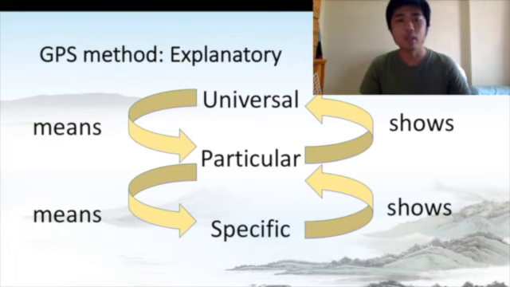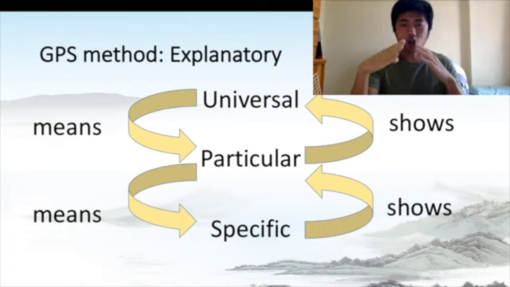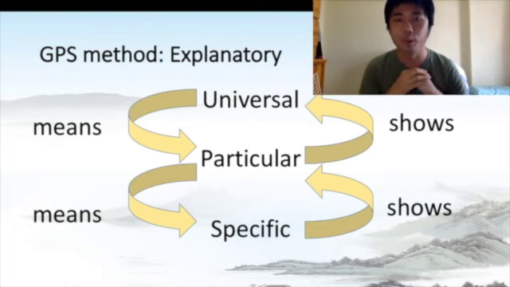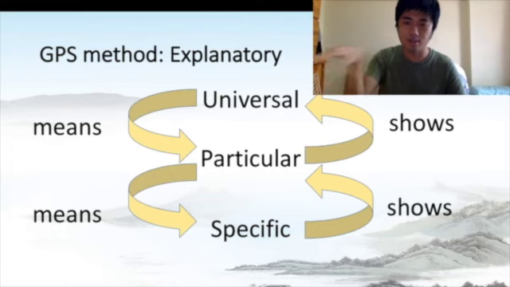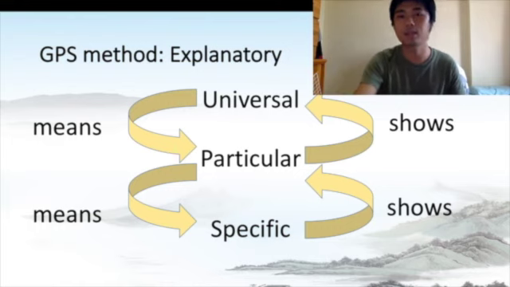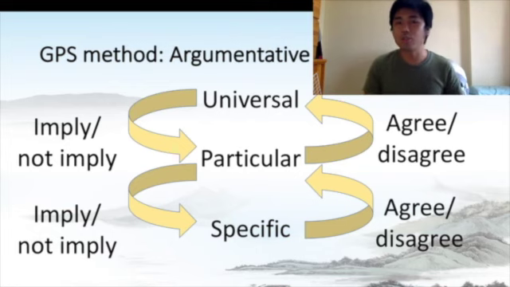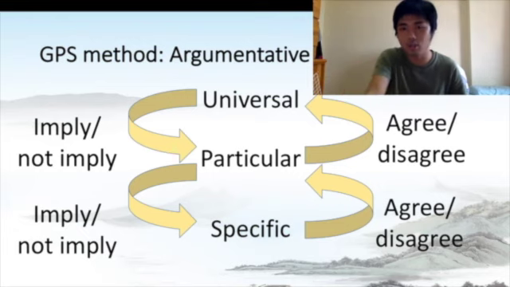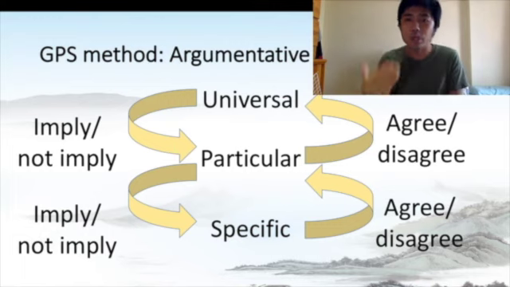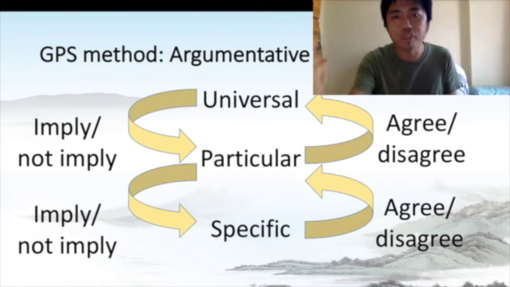When we try to explain something, we use the GPS method to construct an explanatory essay. A general theory implies certain particular points, which means certain specific examples shall happen in certain circumstances. This specific example shows the features, and the features show the whole theory. That's the explanatory method. Another way is the argumentative way. We can use the GPS method to evaluate, to support, or to deny a certain claim. A universal claim should imply certain features or points, and these points should be tested in certain situations. If we find some examples agreeing or disagreeing with this claim, we can support or refute the theory.